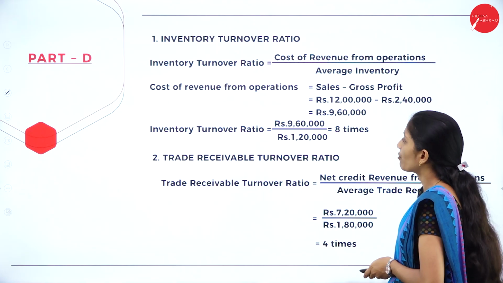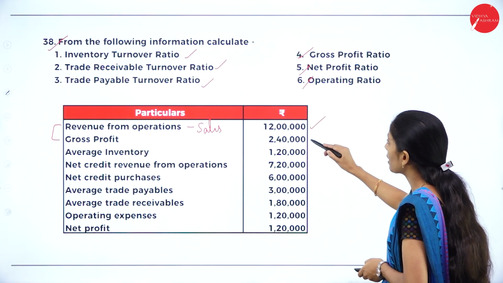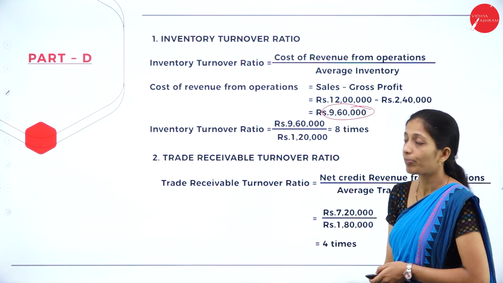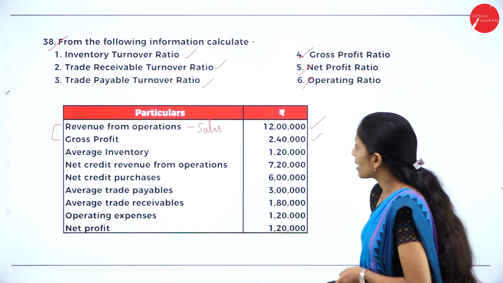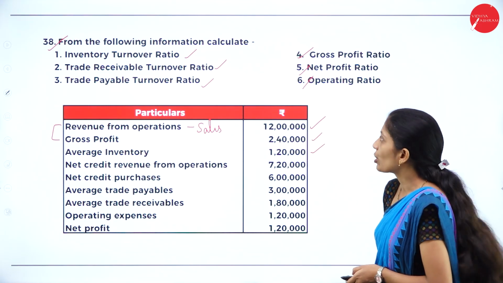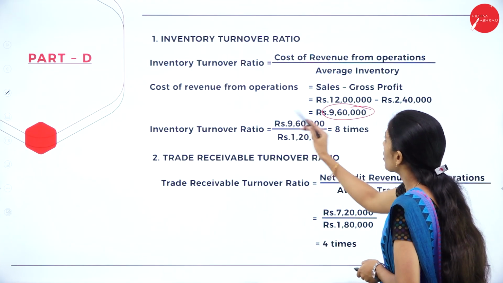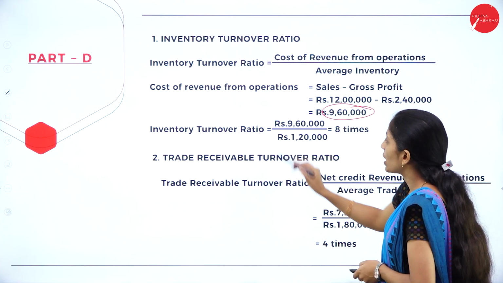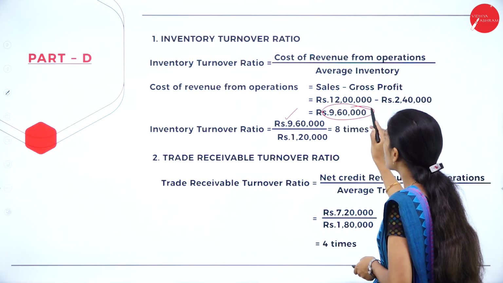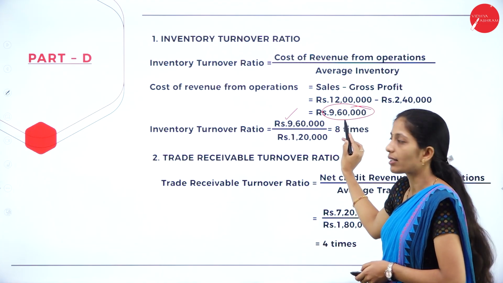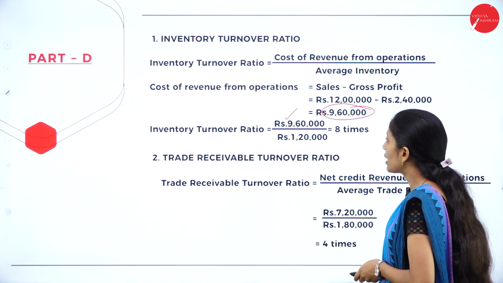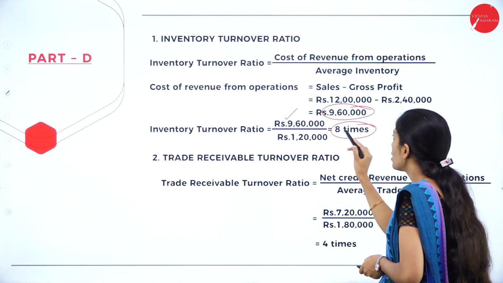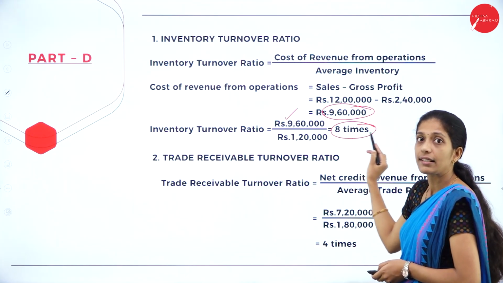Sales minus gross profit, sales is how much? 12 lakh minus 2 lakh 40,000. So you'll get how much? 9 lakh 60,000. Now whether they have given average inventory, yes they have given directly. So you can directly apply the formula. Inventory turnover ratio is equal to cost of revenue from operation, 9 lakh 60,000, divided by average inventory, 1 lakh 20,000. So you'll get 8, but you have to write times here.